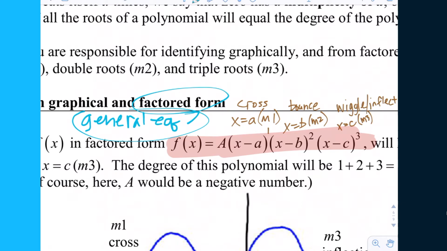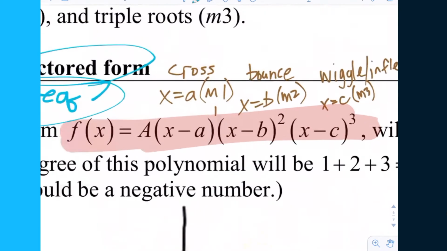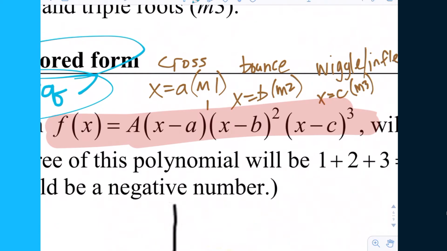So what does that mean? That means that you're going to give your function a name. Here it's called f of x. This a in the front is very important. That's going to be your leading coefficient. And then everything else is factored like this. X minus something, X minus something, X minus something, whatever the powers are.